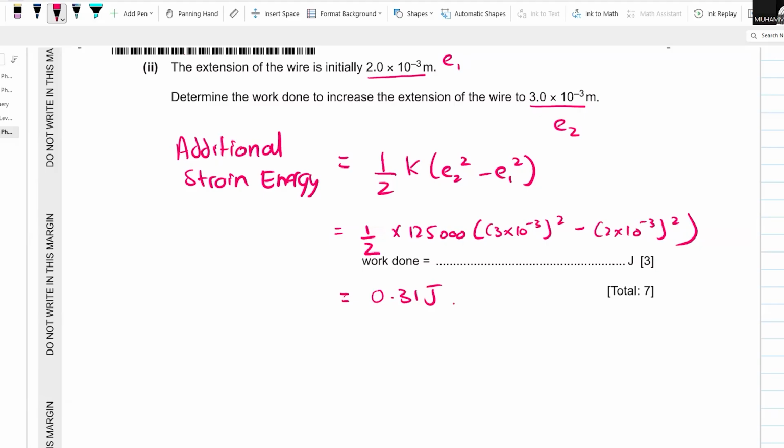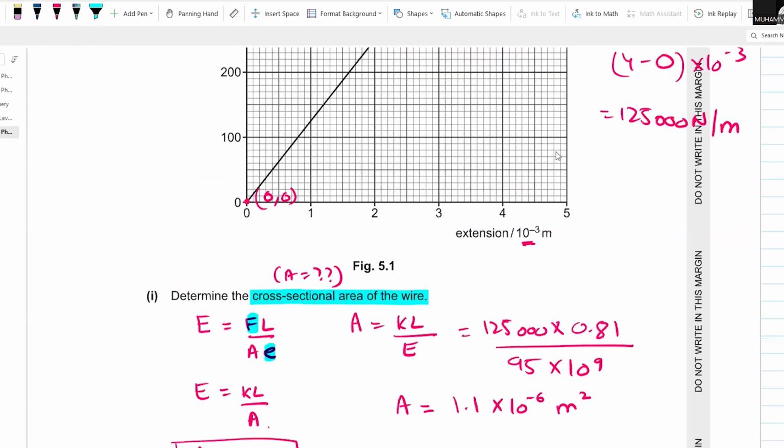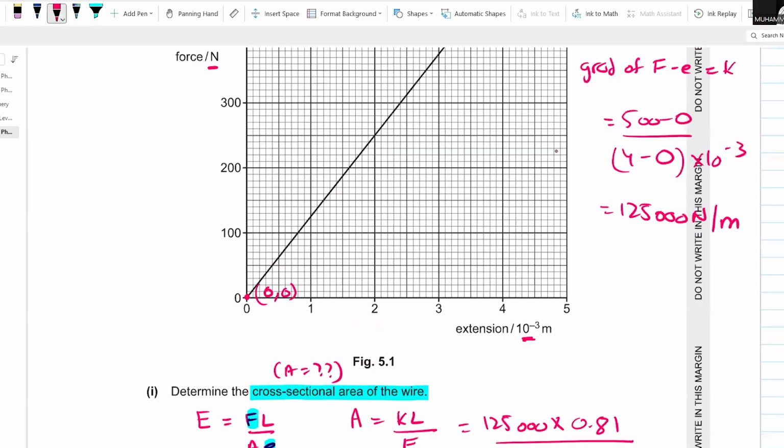Now if there is someone watching who doesn't remember the additional strain energy formula, can you still calculate the work done, sir? Yes. You are going from an extension of 2 to an extension of 3. Basically, you have to calculate the area under the graph from extension equal to 2 till extension equal to 3. This comes out to be a trapezium. Simple. This thing.